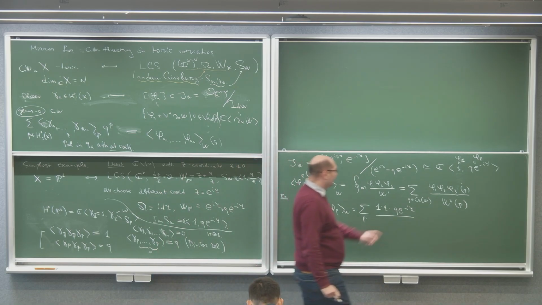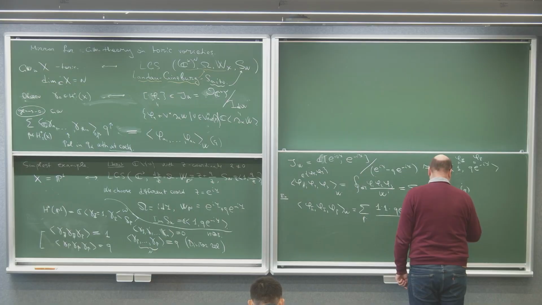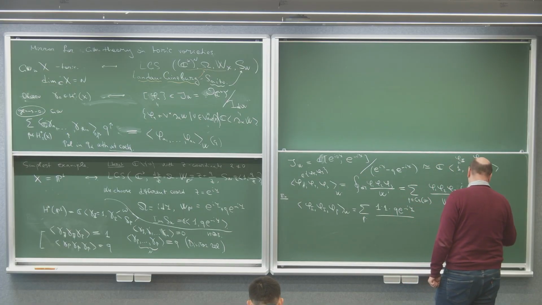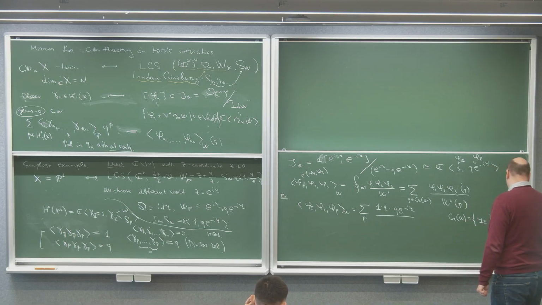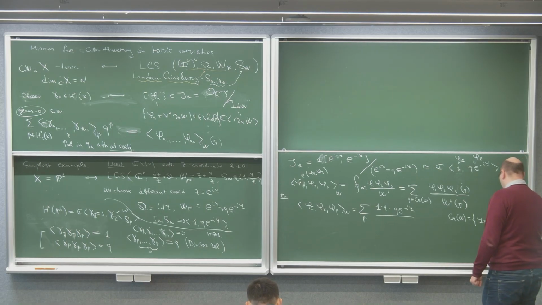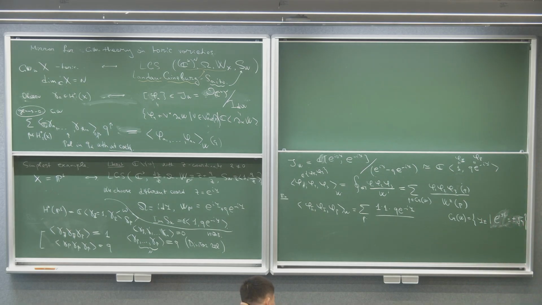So what are the critical points for W? They are y plus minus, such that e to the iy plus minus is equal to q. Okay, let me do it: e to the iy plus minus is plus minus square root of q.